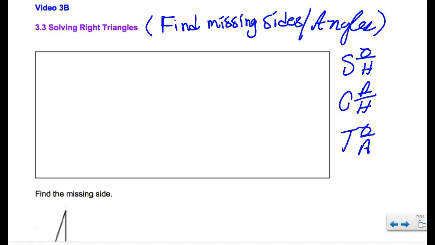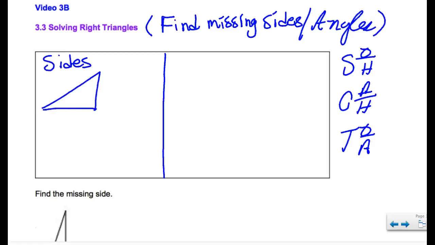And let's split this into two pieces. Finding missing sides. How do we do that? Well, first thing we do, let's draw one so you can see a little example. We will be given an angle measure. Suppose it's up here and I tell you this is 61 degrees. There's going to be some side missing and some side given.